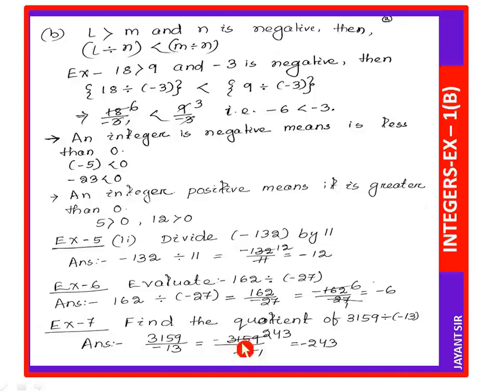Then 13 ones are 13, 13 twos are 26, then 55, 13 fours are 52, then 39, 13 threes are 39. So the answer is minus 243.